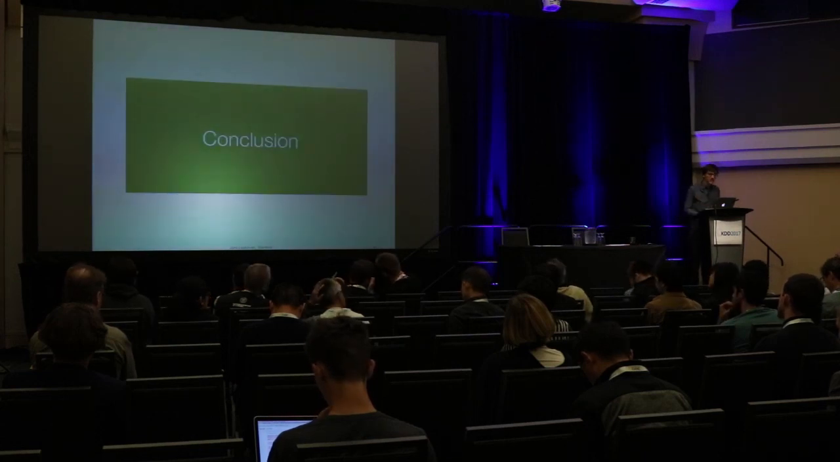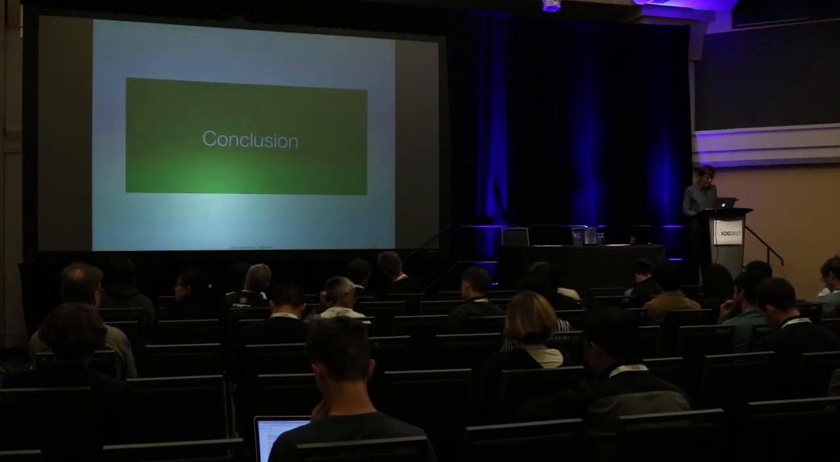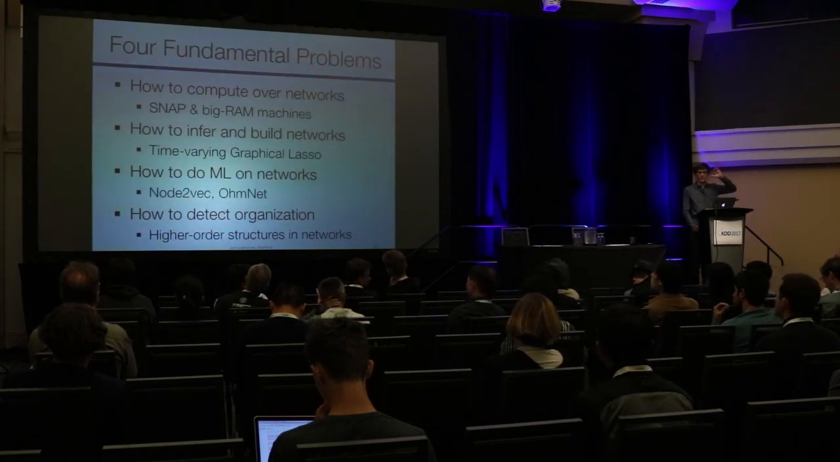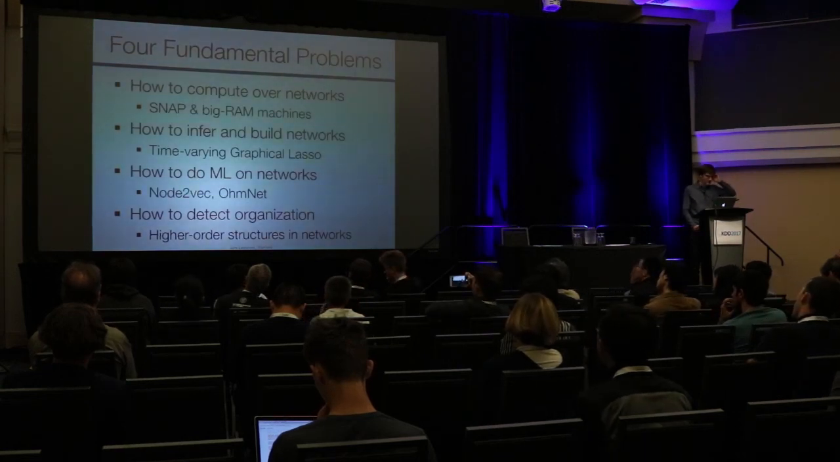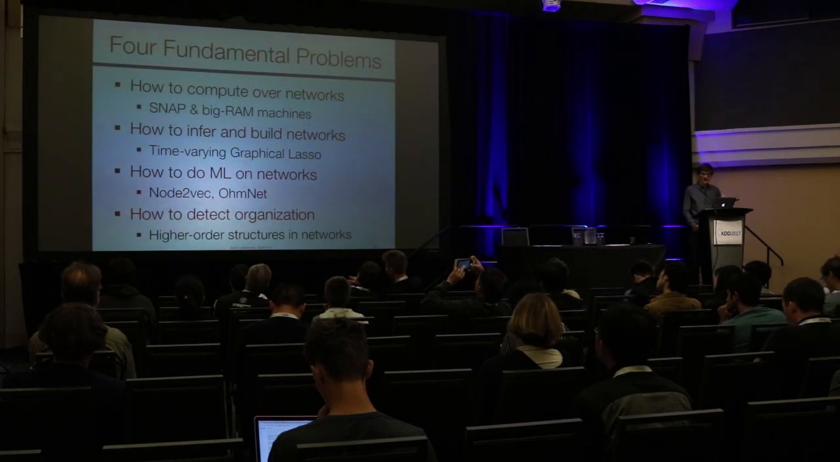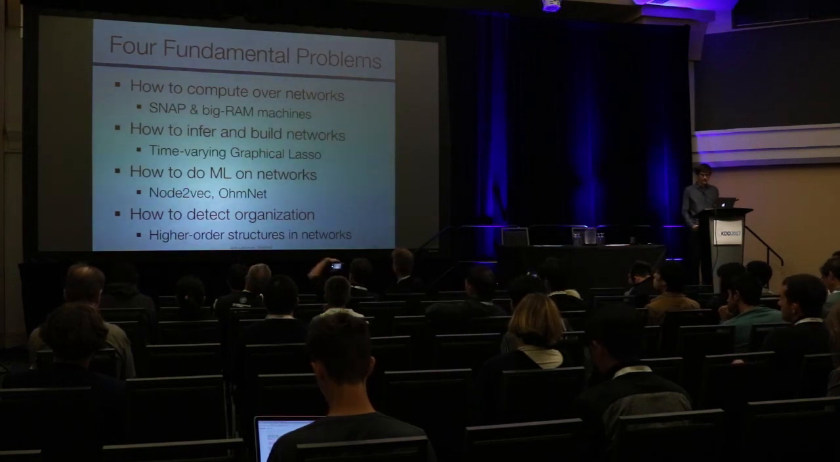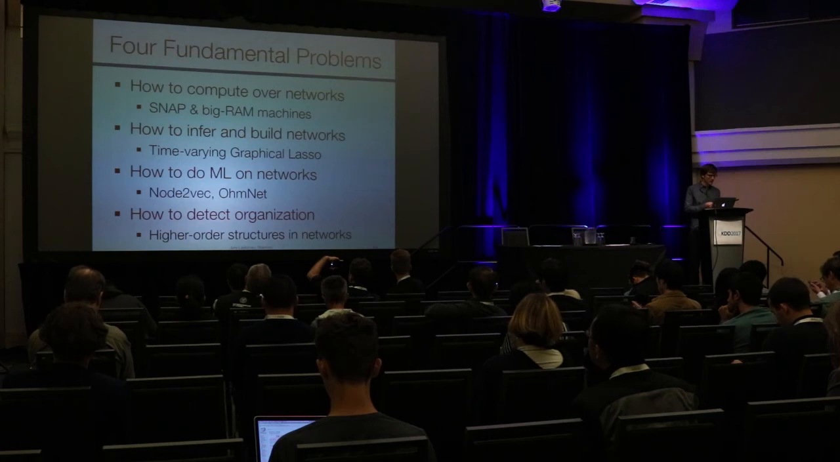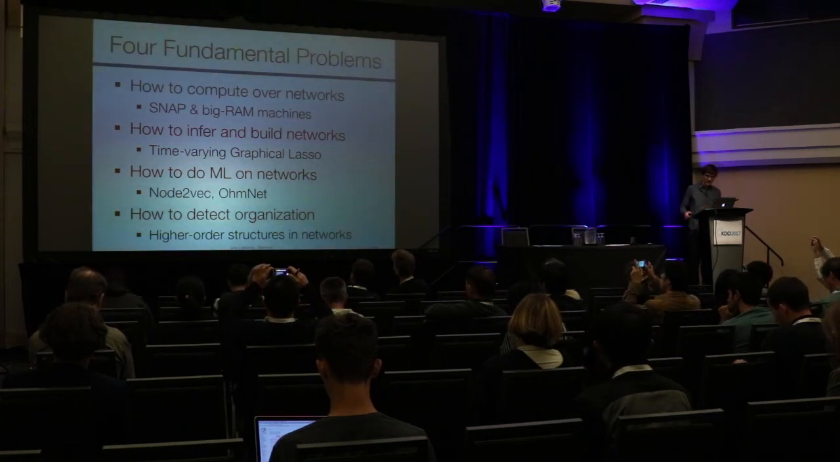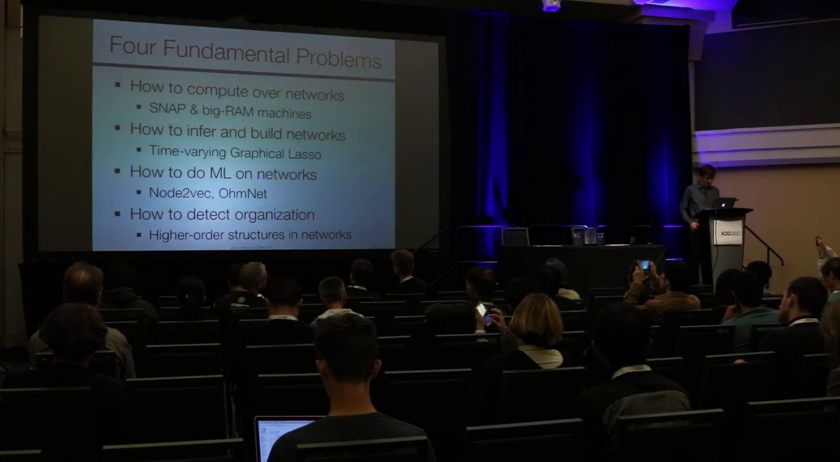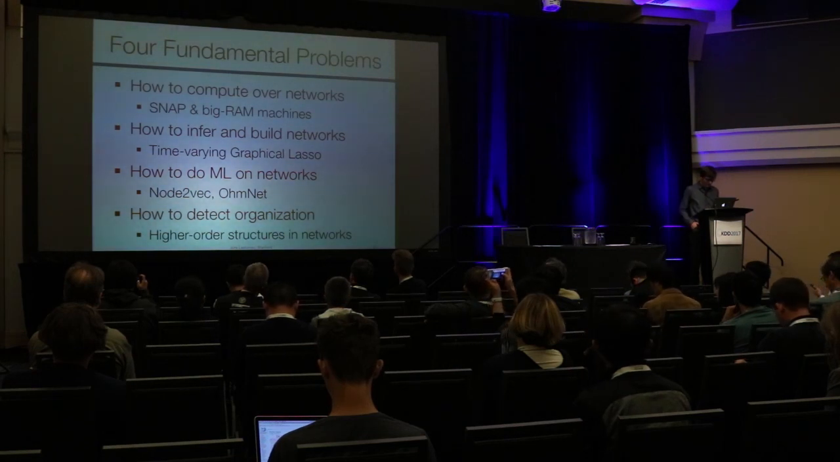Let me conclude. In this talk, I wanted to give a high-level overview of 4 different things. First, how we compute on our networks and what software infrastructure our group uses to do all our research. Then I talked about inferring and building networks. I talked about how to do machine learning and feature learning on graphs. And then I talked about this idea of network partitioning using network motifs.